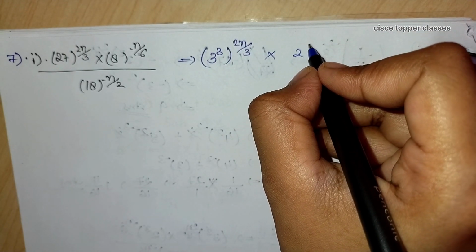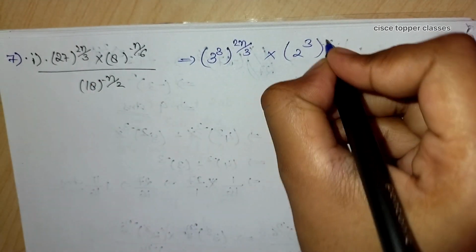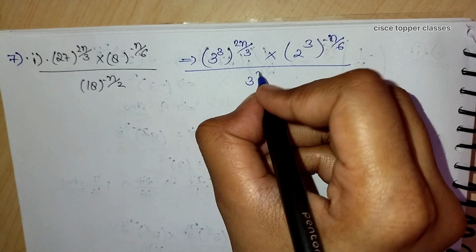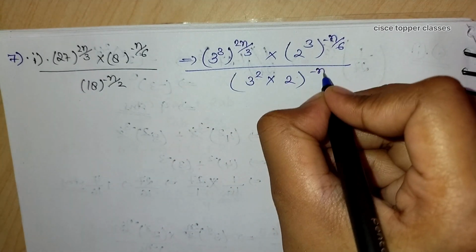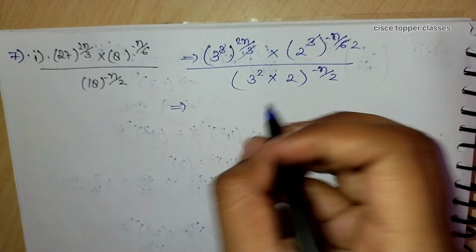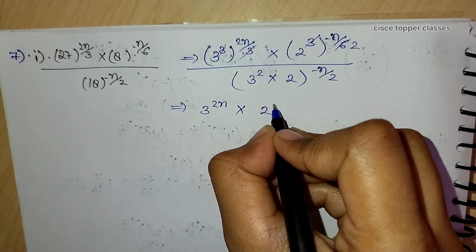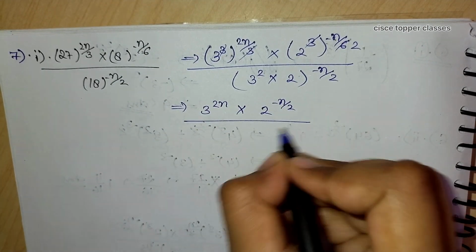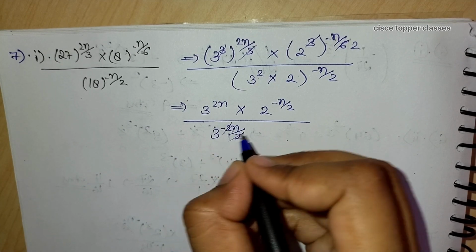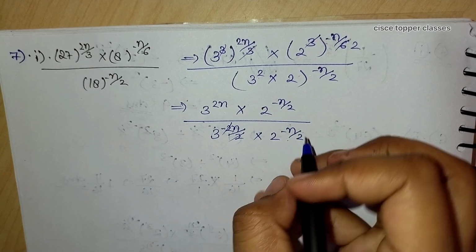So it will be 2 to the power 3, sorry, because 2 into 2 into 2 is equal to 8. So it will be minus n by 6 divided by 3 to the power 2 into 2, here minus n by 2 whole power. This will be cancelled out, and here 2 on cancelling out, it will be 3 to the power 2n into 2 to the power minus n by 2 divided by 3 to the power minus 2n divided by 2. So 2 will be cancelled out from here only, and here 2 minus n by 2.